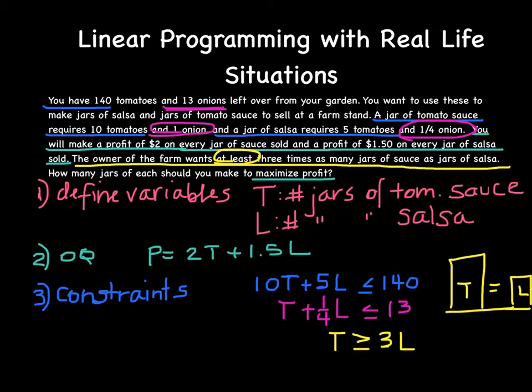Okay, now I know I have to make positive numbers, but we're going to hold off on those constraints until we see what the graph looks like.